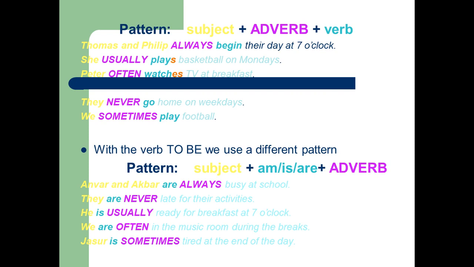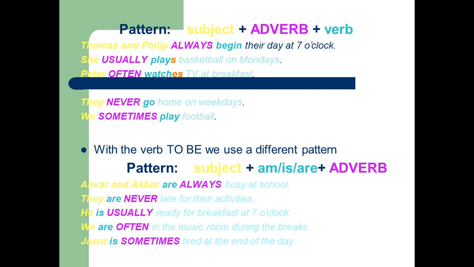With the verb to be, we use a different pattern. Subject plus am, is, are plus adverb. To be fe'li bilan biz quyidagicha gaplar tuzamiz. Ega, am, is, are va ravishlar. Anvar and Akbar are always busy at school. Anvar va Akbar doim maktabda band.